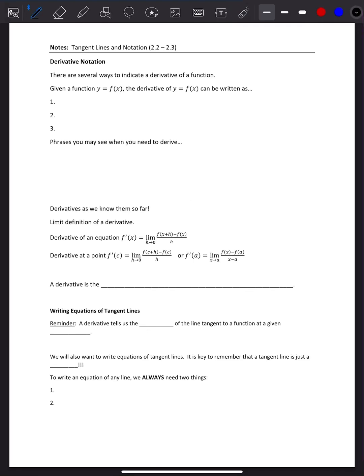Today we're going to be talking about derivative notation, tangent lines, and how we can find them.